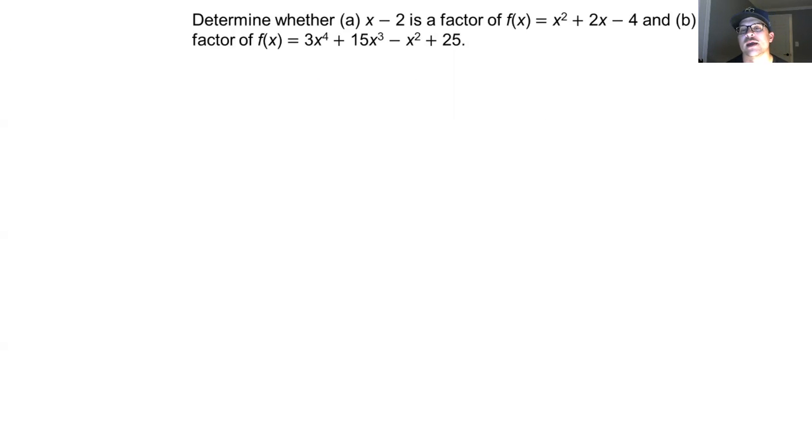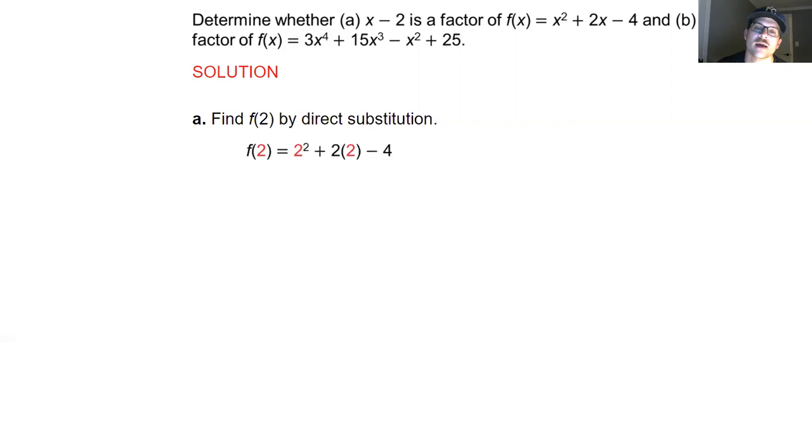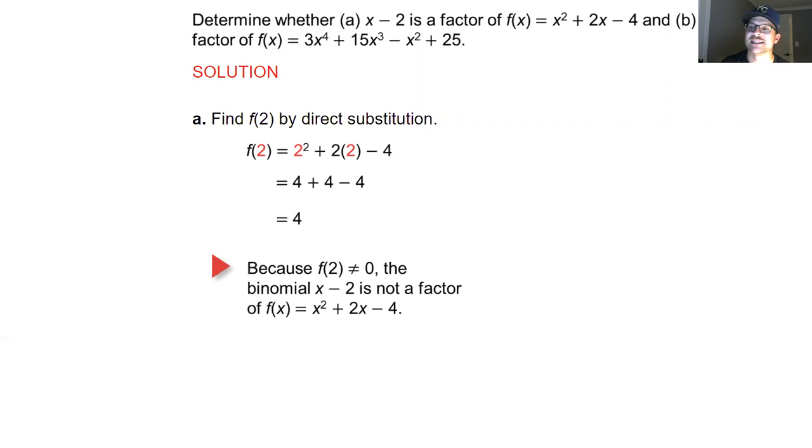All right, so determining whether a binomial is a factor of a function, and then being able to apply that using your factor theorem. So first we're going to look at plugging in f of 2 into that function to determine if that's going to give us 0. Remember back in our remainder theorem when we were dividing polynomials, this is the exact same thing. So we're plugging that value into the function. You get 4 plus 4 minus 4, and you get a value of 4. So because it is not 0, the binomial x minus 2 is not a factor of that function.